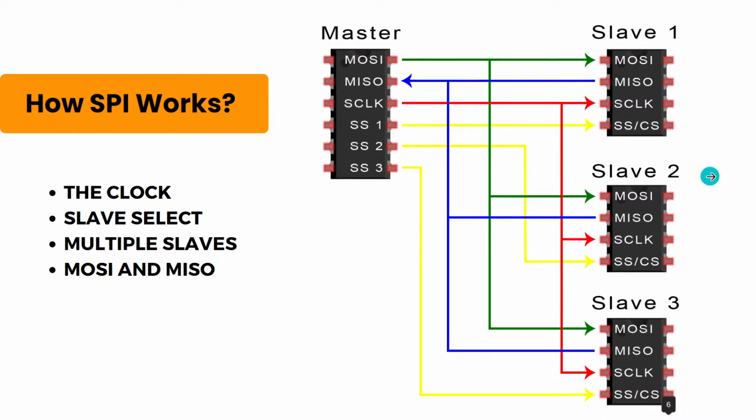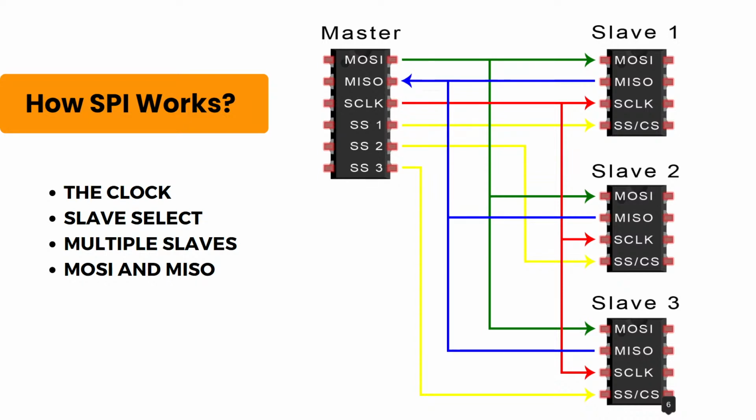Now let's see multiple slaves. SPI can be set up to operate with a single master and a single slave, and it can be set up with multiple slaves controlled by a single master. But here you can't use multiple masters. You can only use a single master, multiple slaves. There are two ways to connect multiple slaves to the master. If the master has multiple slave select pins, the slaves can be wired in parallel. If only one slave select pin is available, the slaves can be daisy chained.